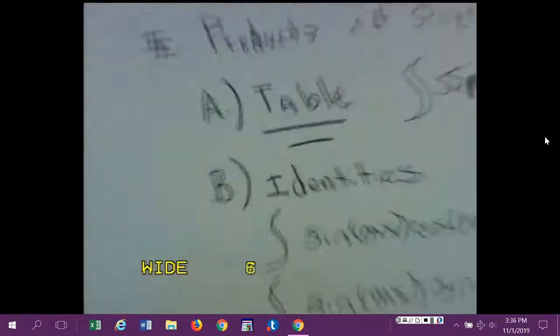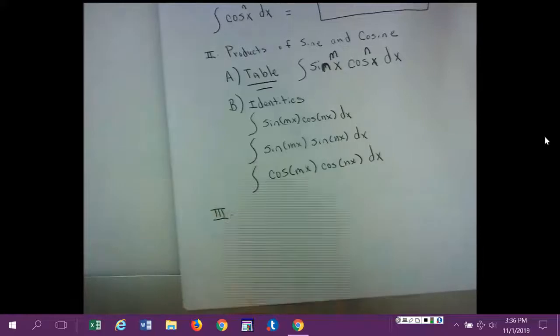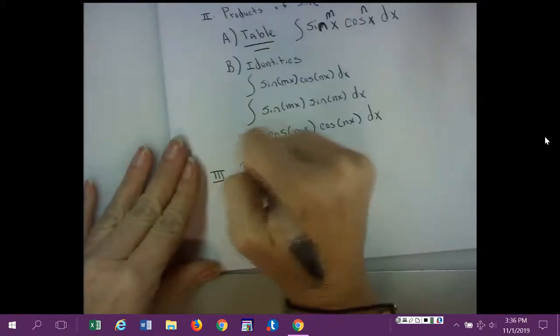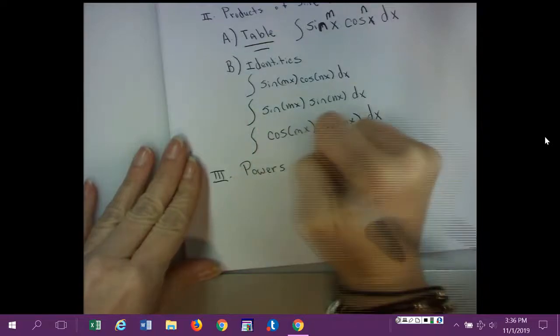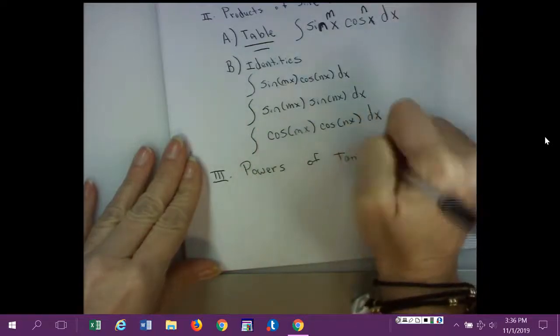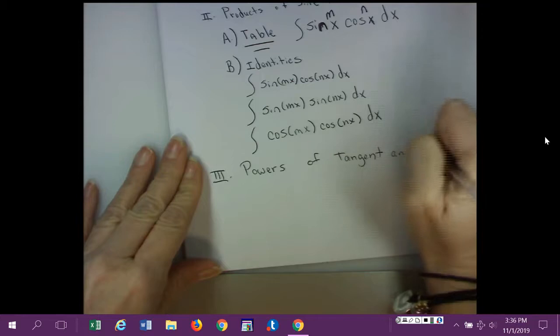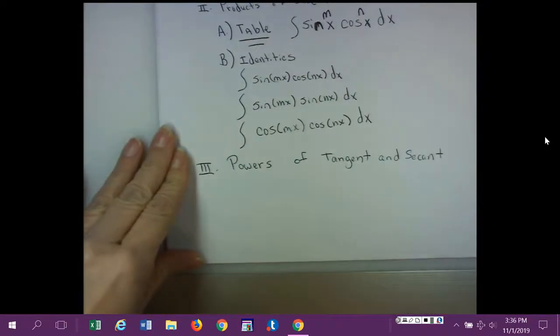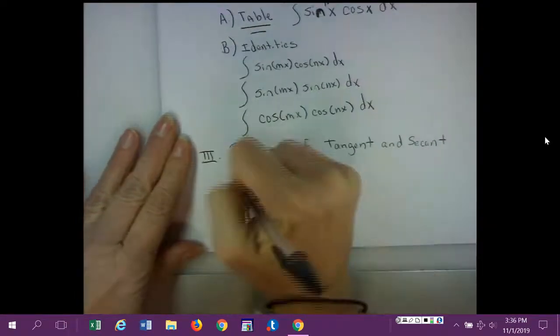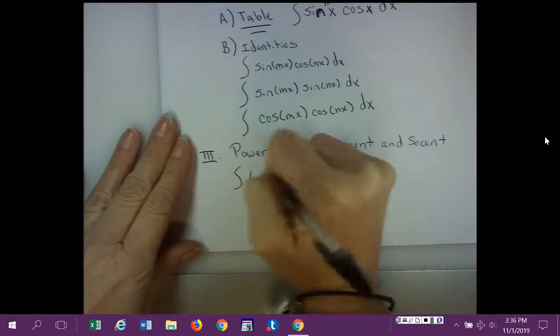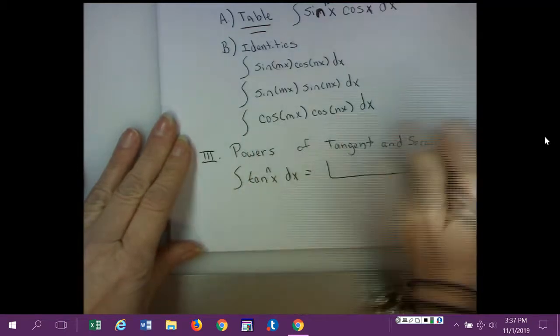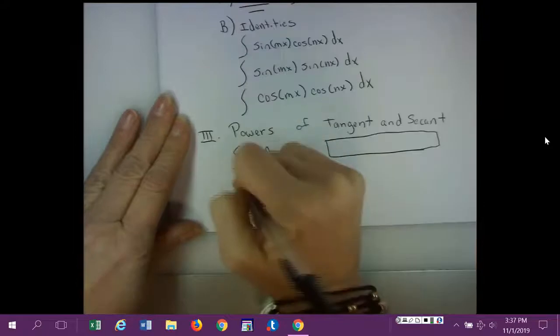Okay. Roman numeral number 3. If you go to the third bullet in the packet, it says integrating powers of tangent and secant. Powers of tangent and secant. Again, you will have reduction formulas for tangent, and I'll just put a box to indicate there's a reduction formula that goes there, and secant.